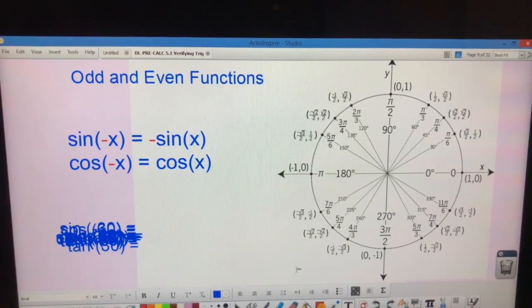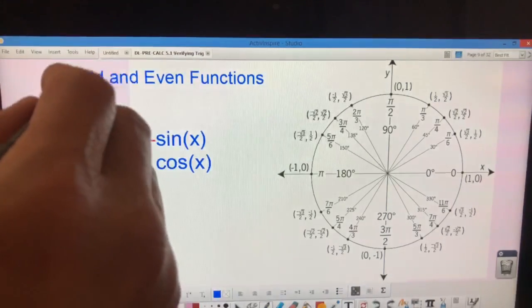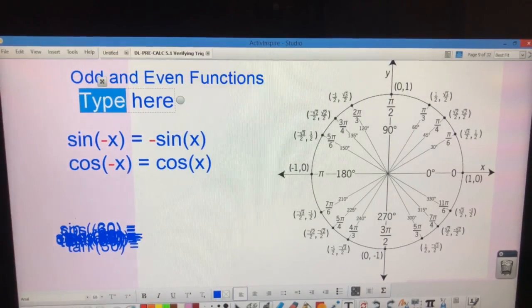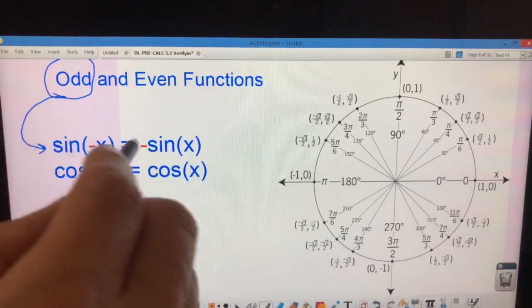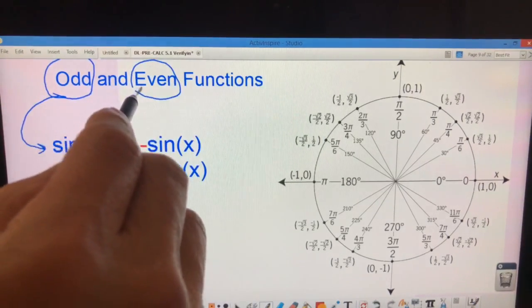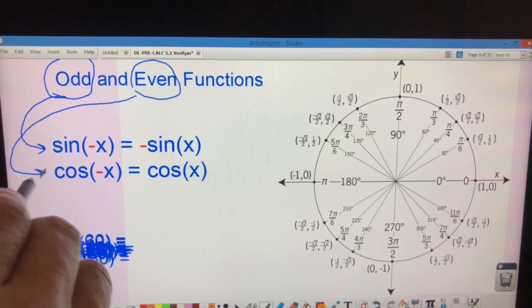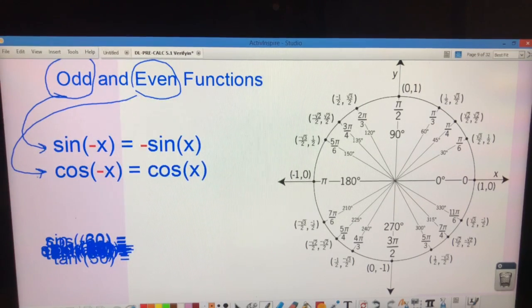Now, for the odd functions, sine is an odd function. So I'm going to make a note here. I'll drag the odd function here. Oops, I'm supposed to draw. So sine is odd. Cosine is even, and I'll explain in more detail in a moment. Alright, so sine is odd, cosine is even.